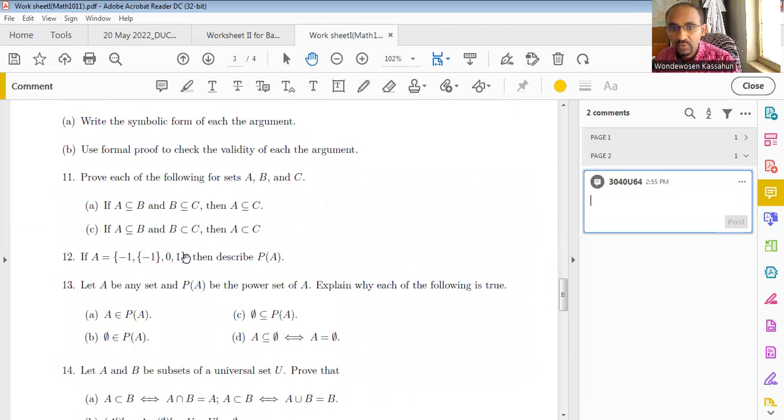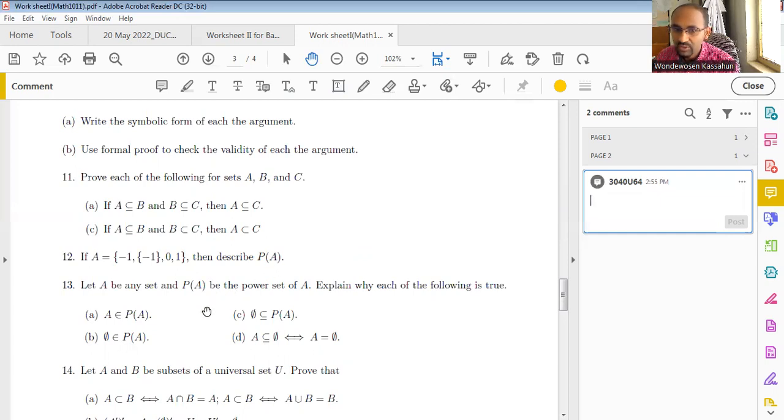If A is equal to this, then describe the power set of A. The power set of A is the set of all subsets of A, including the empty set and A itself. This set has 4 elements: -1, -1 in brackets, 0 and 1. So the power set would have 2 to the power n, which is 2 to the power 4, 16 elements. So the power set of A would have 16 elements, which are subsets of A, including the empty set and A itself.